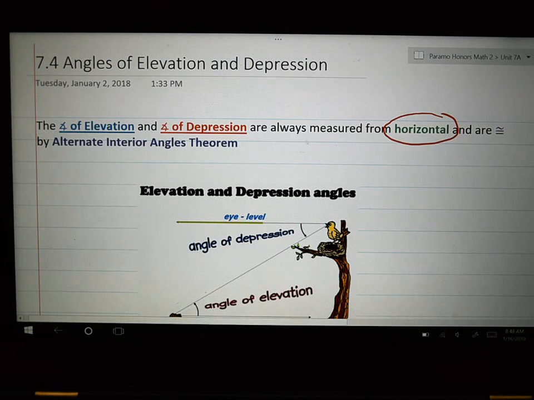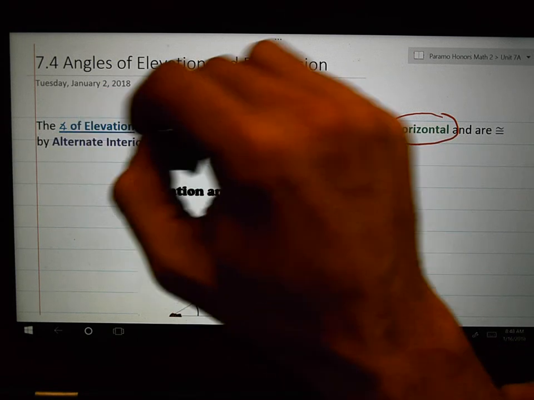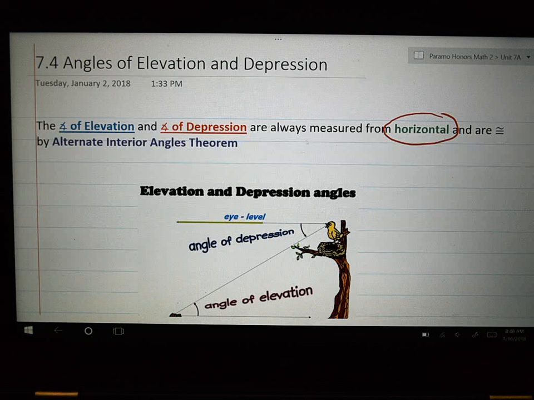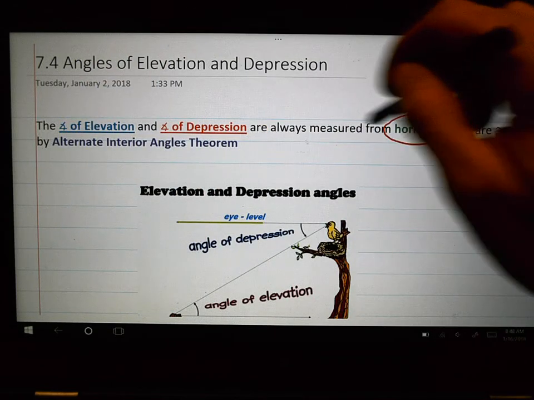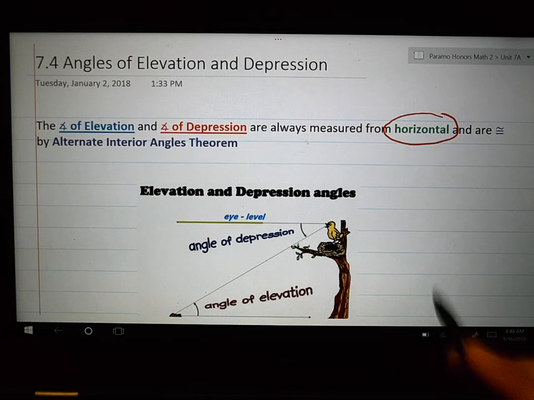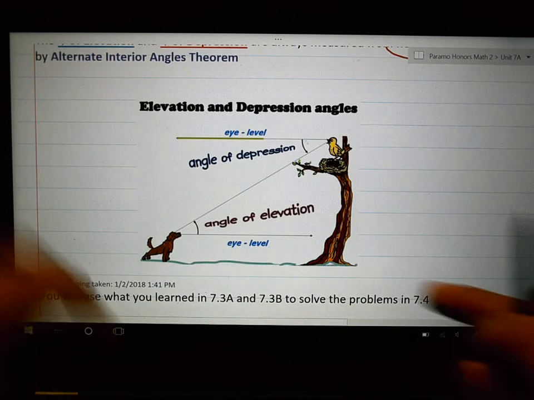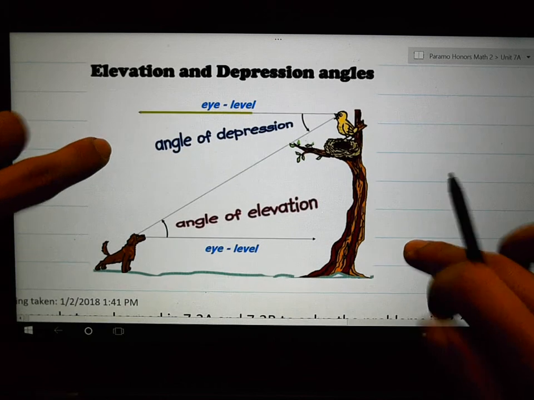When you are doing these problems, make sure you know it doesn't matter whether we're talking about elevation or depression, but they are always from level either up or from level down. Angle of elevations and depressions are always from horizontal, and they are always congruent by the alternate interior angles theorem. So let's talk about what this looks like and how problems are.